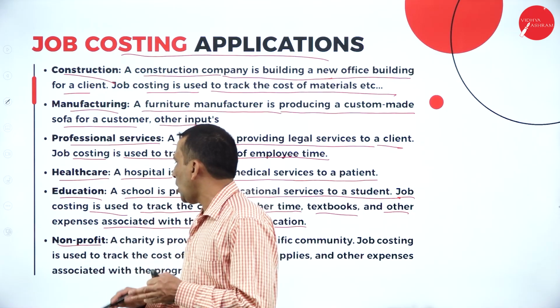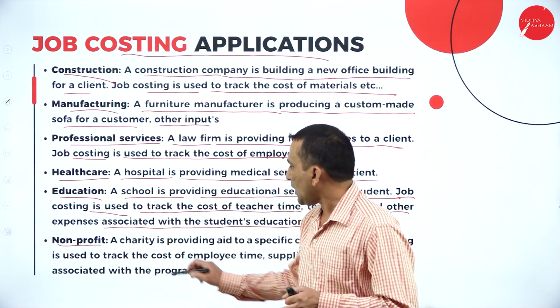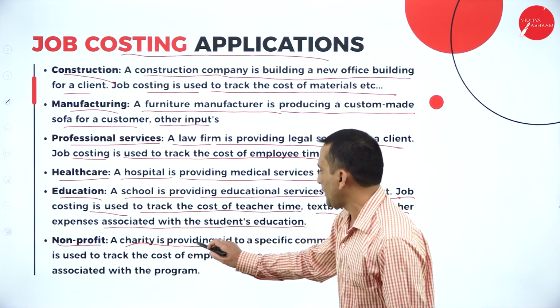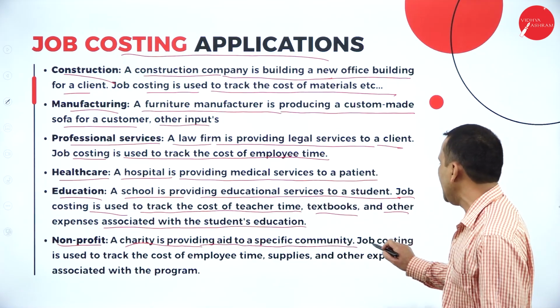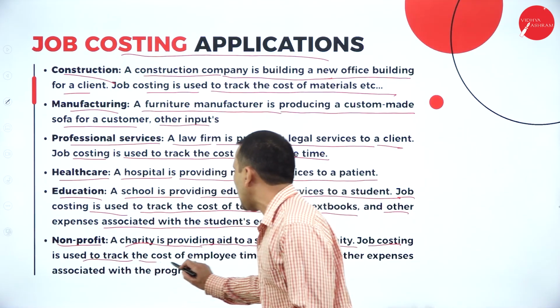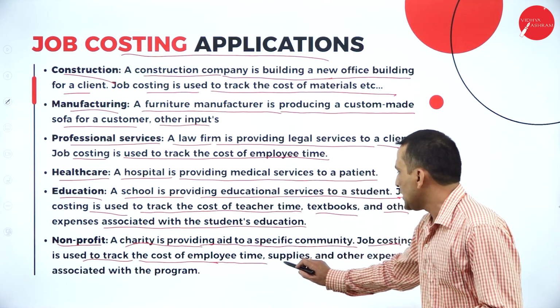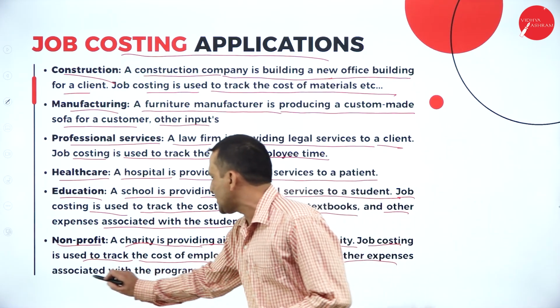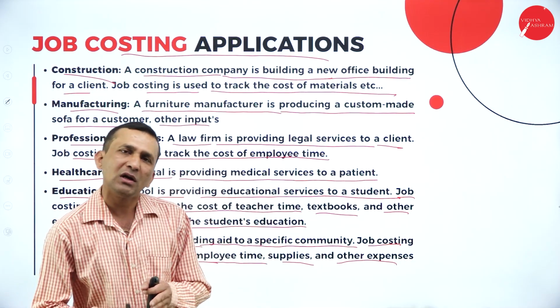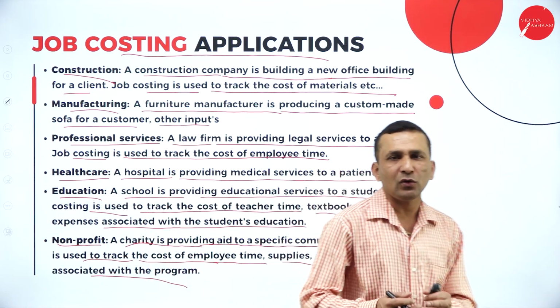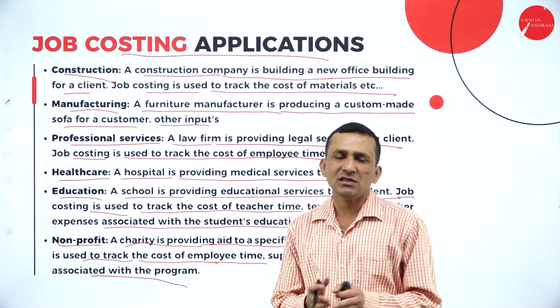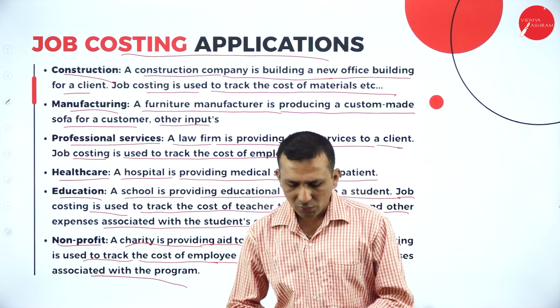Okay, next, non-profit organization. Here a charitable trust is providing aid to a specific community. Job costing is used to track the cost of employee time, supplies and other expenses associated with the programs, because there are a number of programs they repeatedly conduct. So what is the cost they bear? Everything they want to calculate.